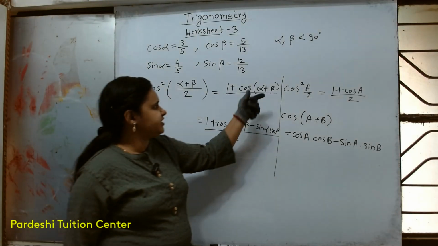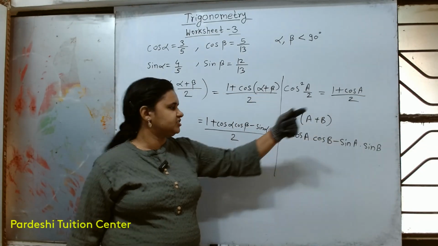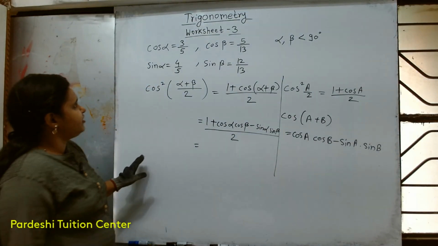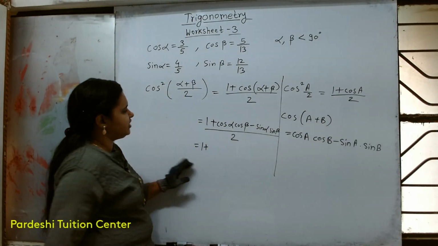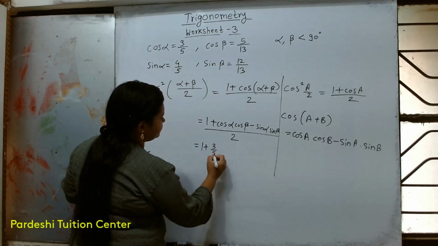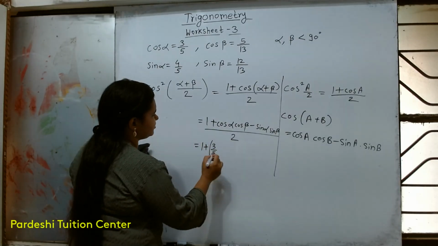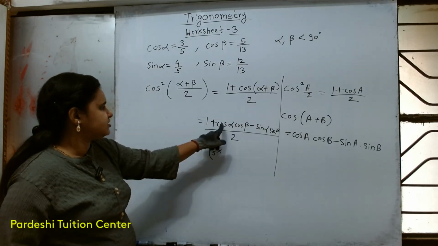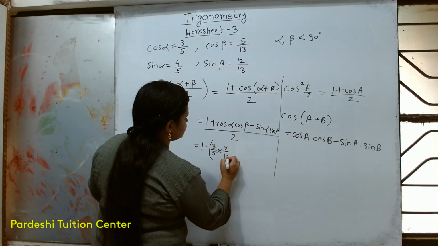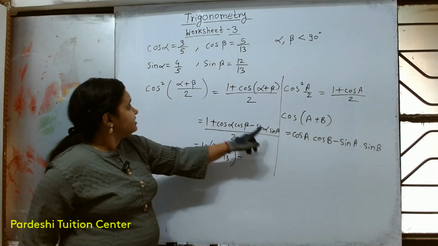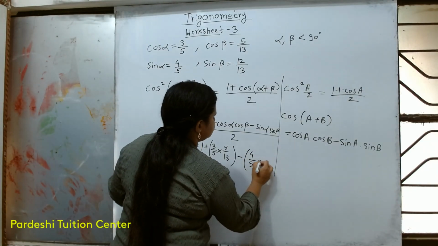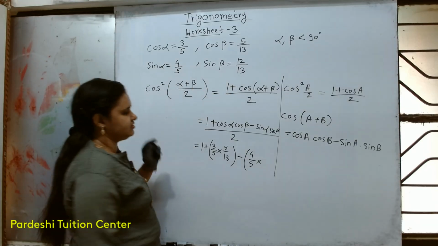We have written cos(alpha plus beta), that is cos(A plus B), in this form: cos A cos B minus sin A sin B. Now we will put in the values. We have just calculated sin alpha. Cos alpha was already given, so we put 3 by 5. Now cos beta, it is multiplication, so we put it in the bracket. Cos alpha is 3 by 5, cos beta was given 5 by 13, minus, now again sin alpha we have calculated as 4 by 5 and sin beta is 12 by 13, upon 2.